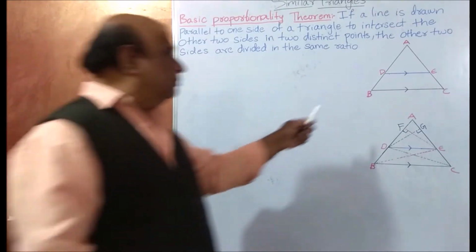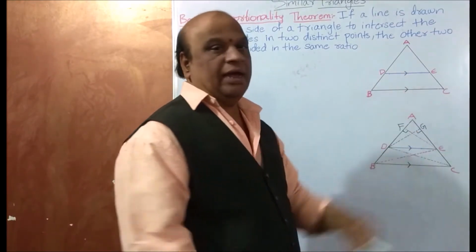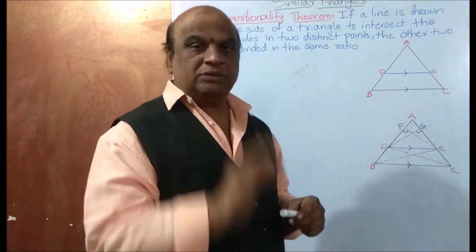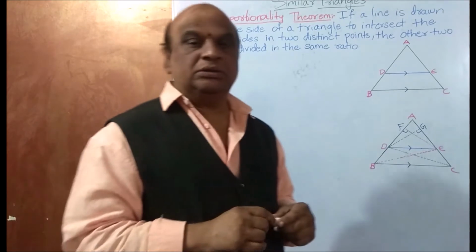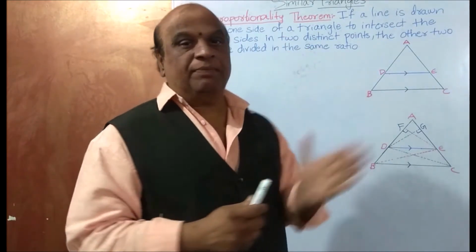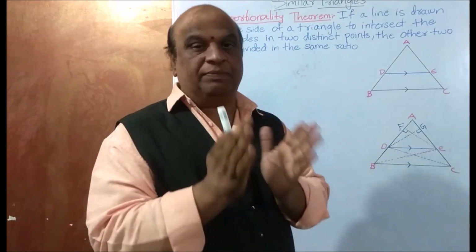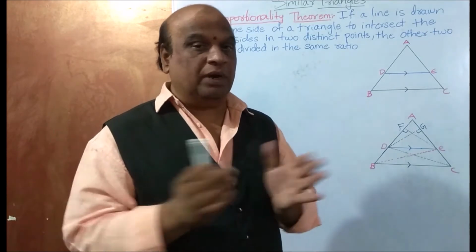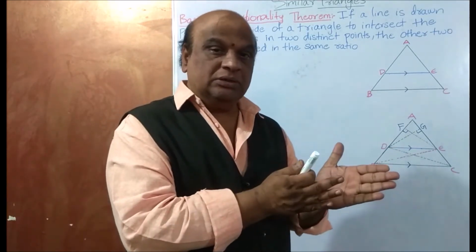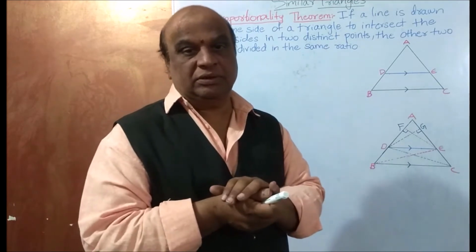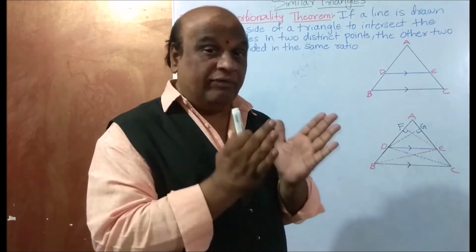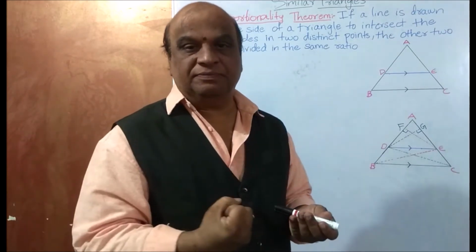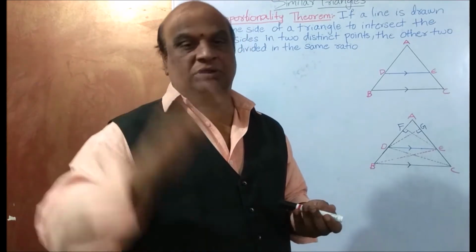If you observe this diagram, here ABC is a triangle, DE parallel to BC. This is the given. My dear students, this is very important. Every statement, particularly theorems, has two parts. What are the two parts? The given part and the conclusion part. Given part means the given conditions. First of all, you have to pick out the given conditions. After that, what is the conclusion?